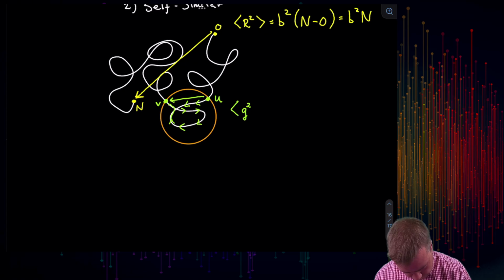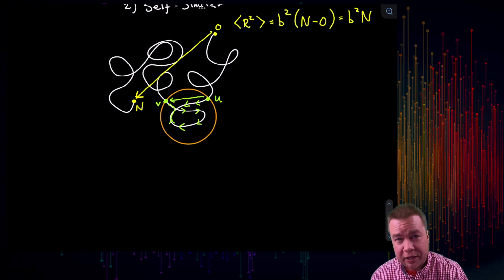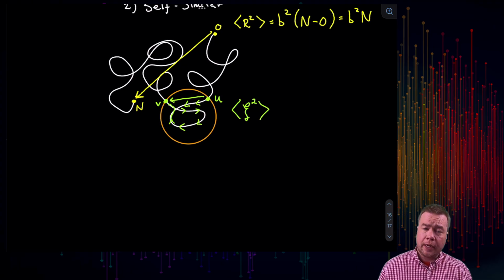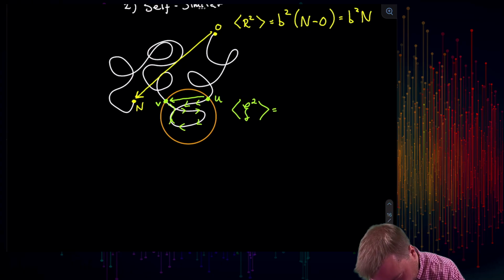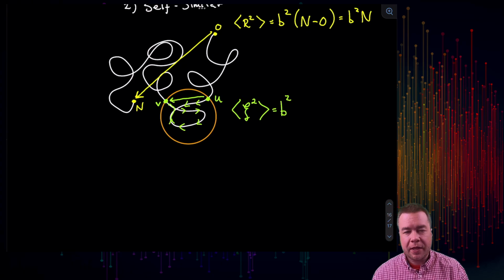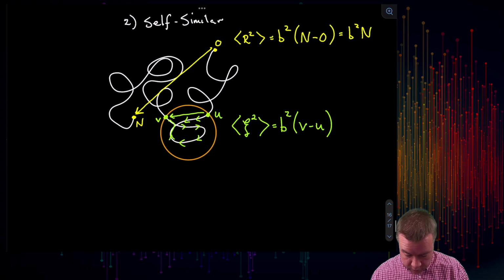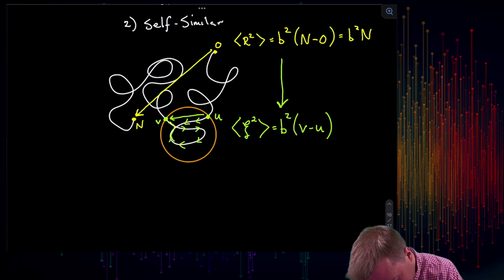No, sorry. Let's call this, I want to use the same notation that we're going to use later on in the course. So let's call this little Greek letter psi, xi, whatever, okay? If I wanted to calculate that size, then it would still be the Kuhn length multiplied by the number of monomers. Well, the number of monomers in this subregion is going to be V minus U.